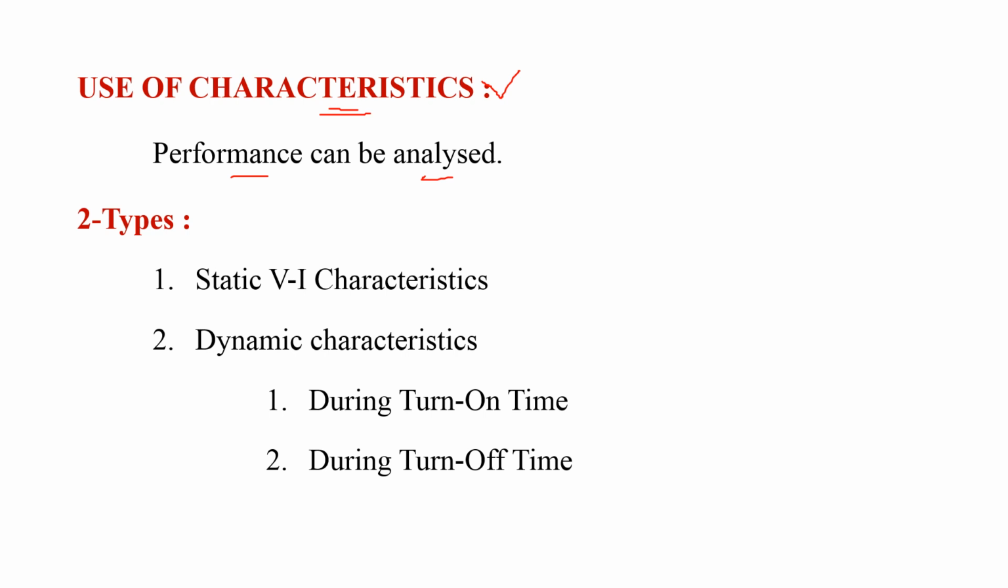The SCR characteristics can be classified into two types. Those are static V-I characteristics and dynamic characteristics. Again, dynamic characteristics can be classified into two types: dynamic characteristics during turn on time of SCR and dynamic characteristics during turn off time of SCR. Now we are going to discuss what is the difference between static and dynamic characteristics and what are the different types of characteristics during turn on period and turn off period of SCR.